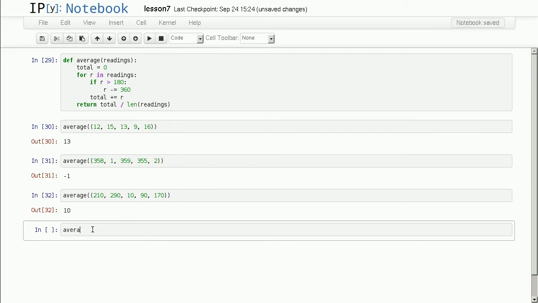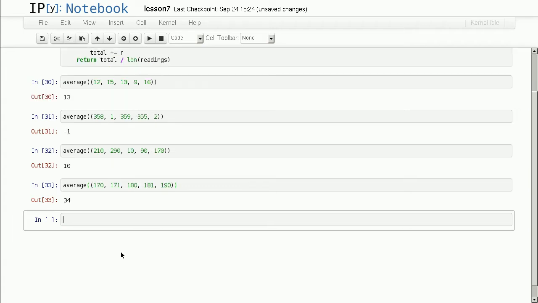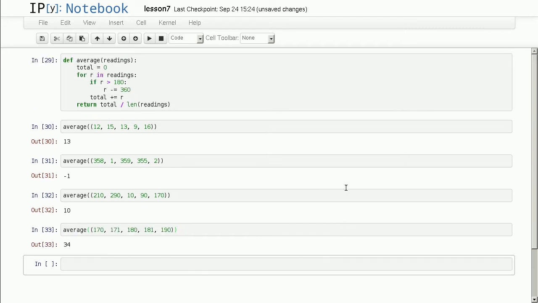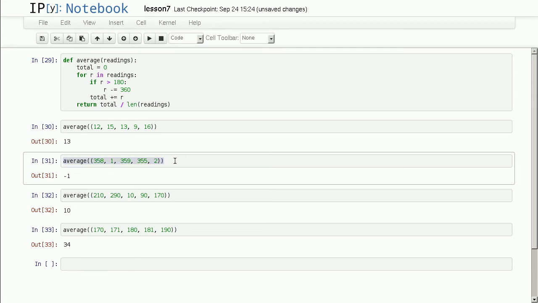Let's try another set. Let's try something that's near 180 degrees: 170, 171, 180, 181, 190. So we should get a result somewhere around 180 degrees. And we don't. We get 34. Now why did that happen? That happens because we took the problem that we had around 360 degrees, we shifted that problem around.